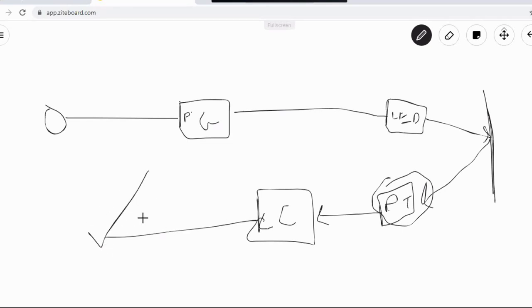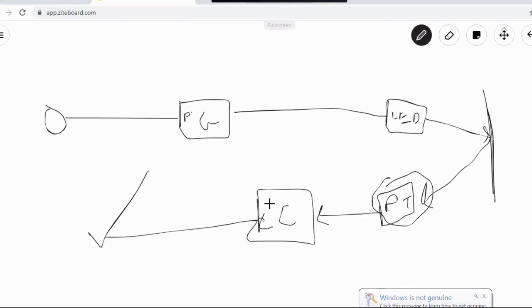DC output voltage you will be getting. Now this DC output voltage, you may say, is proportional to the displacement of the sensing area. As the sensing area varies, accordingly you will be getting some displacement voltage. And to have a better output voltage, that's why this control circuit block is required.